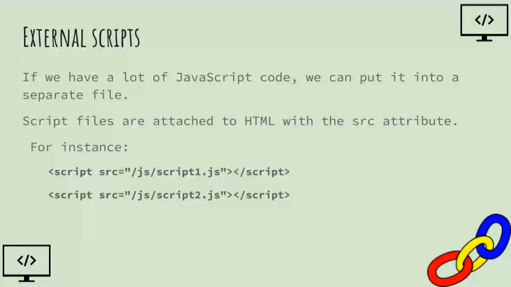Now we will talk about the external scripts. If we have lots of JavaScript code, we cannot put that JavaScript code in the HTML file because the HTML file will become very long. We have to create a separate file for JavaScript code with the extension .js, and we can attach that file using the src attribute as you can see in the example.